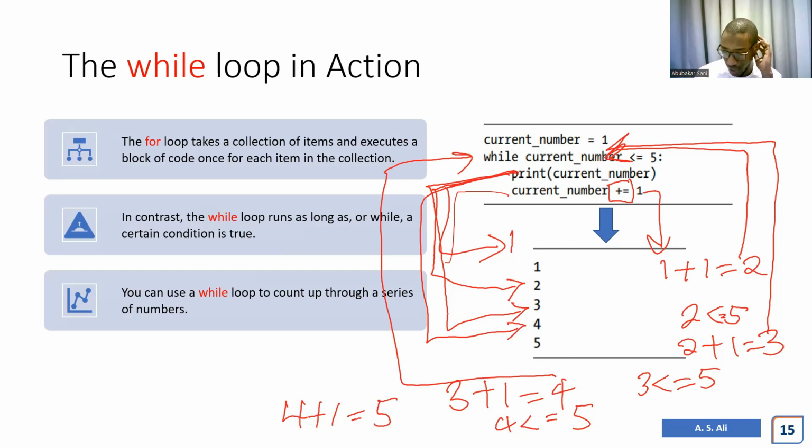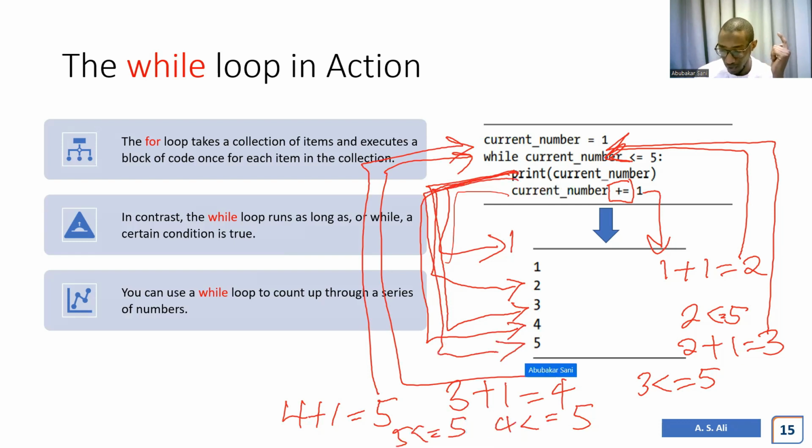We're going to check: is 5 less than or equal to 5? And that's very true, so we're going to print 5. Lastly, now 1 is going to be added to 5. We will have 6. So we check: is 6 less than or equal to 5?